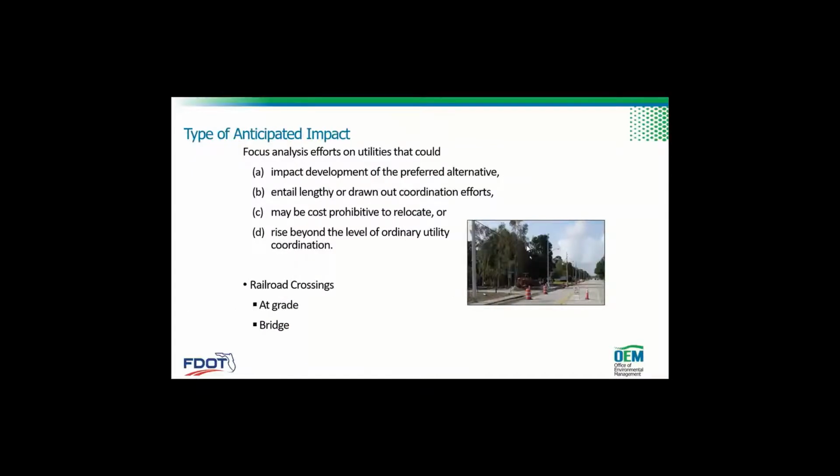Okay, so the type of anticipated impact, focus analysis efforts on utilities that could impact development of the preferred alternative, entail lengthy or drawn out coordination efforts, and may be cost prohibitive, and then rise beyond the level of ordinary utility coordination. And for railroads, at grade and then bridge crossings.